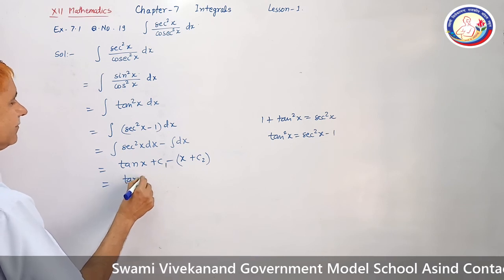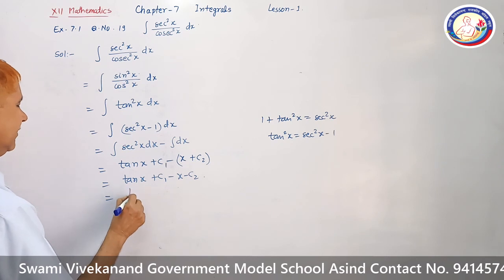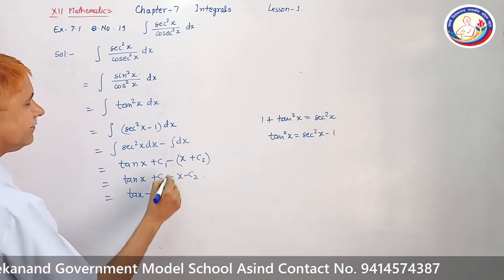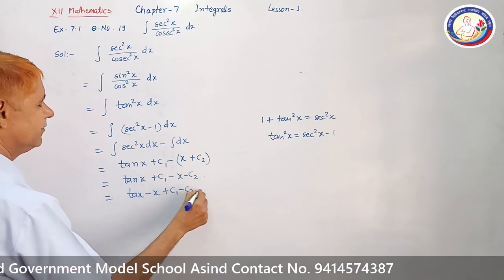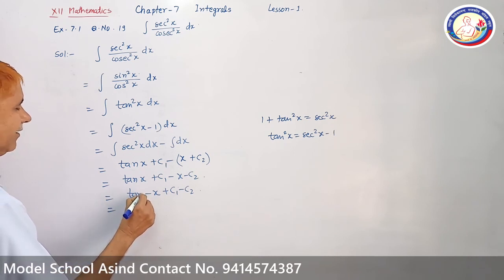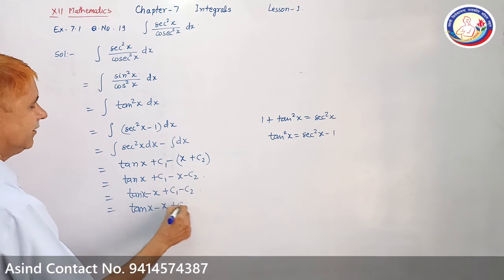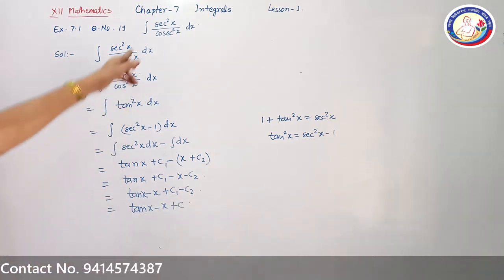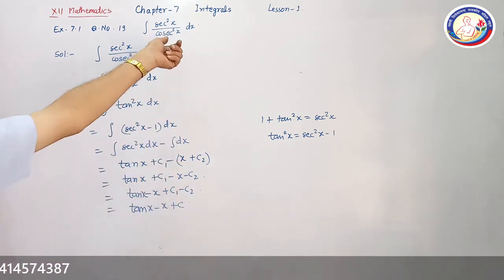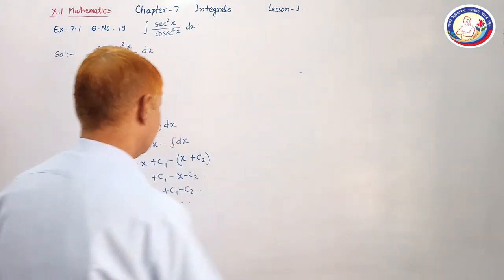Tangent x plus c1 minus x minus c2. Now tangent x minus x plus c1 minus c2. Write a new constant of integration. Here I have forgotten. Write tangent x minus x plus c. This is the integration of this. If you differentiate this, you can obtain this also. So this is our answer. Thank you very much.